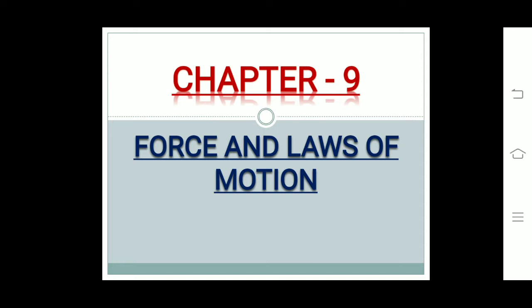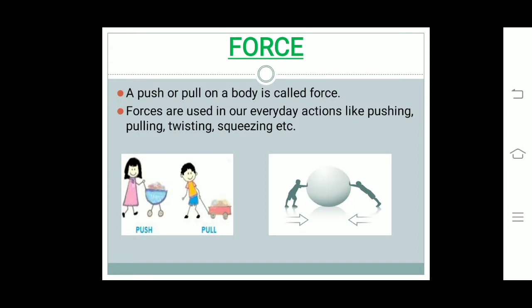In our previous chapter, that is the chapter motion, we have learned about the motion of objects along the straight line in terms of its position, velocity and acceleration. We have also learned that motion can be either uniform or non-uniform. Now, what is the actual cause of motion? Why does a body move, or how does a body move from one position to another position? Well, we will find our answer in this chapter.